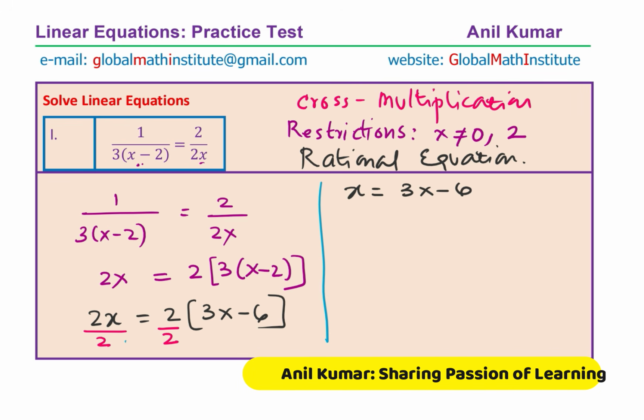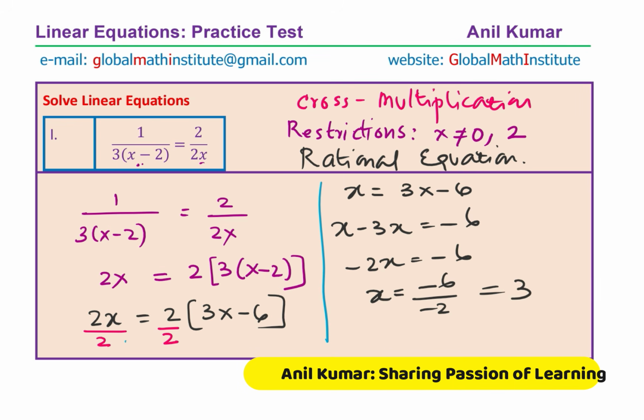Now we can bring the x terms to the left side. x minus 3x equals minus 6, minus 2x equals minus 6. x equals minus 6 divided by minus 2, which is 3. So x equals 3 is our solution. So x equals 3 is the solution of our question.